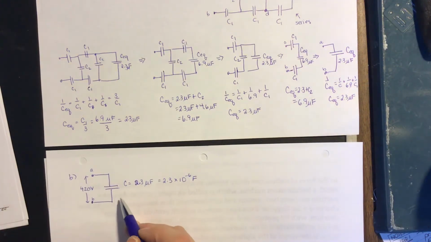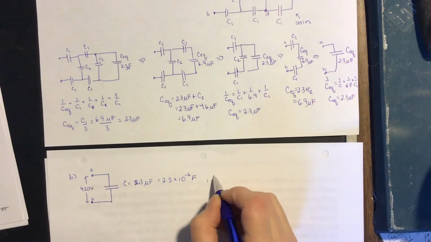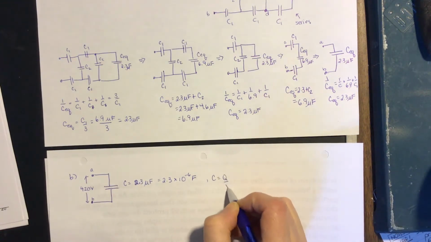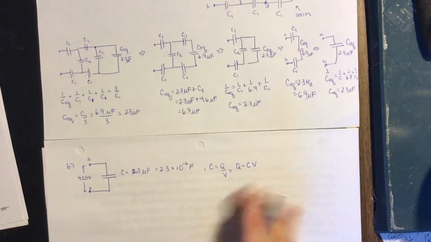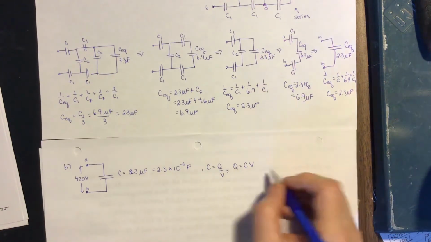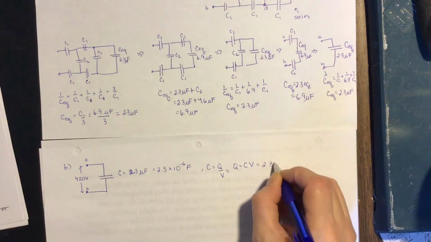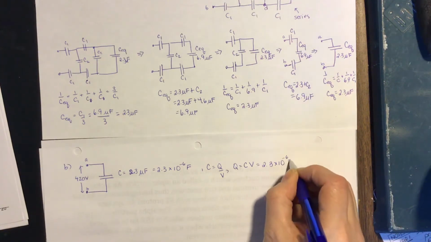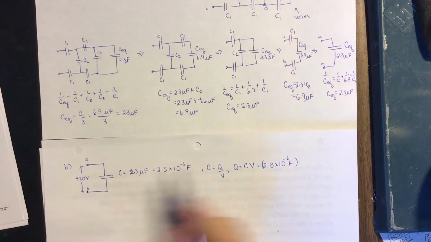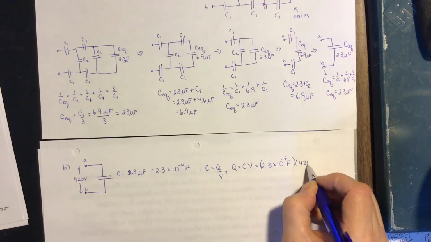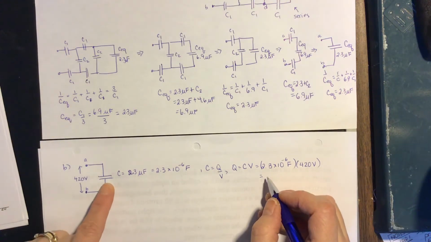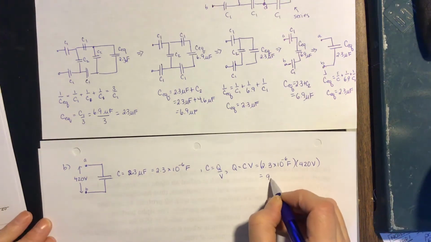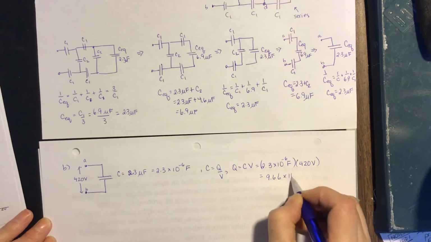We know that capacitance C is equal to Q divided by V. So charge Q is capacitance times the potential. The capacitance of this equivalent is 2.3 microfarads. The potential is 420 volts. So we get a net charge on this equivalent capacitance of 9.66 times 10 to the minus 4 coulombs.